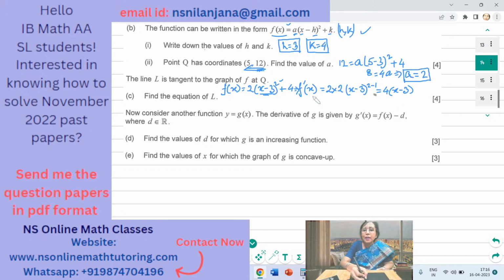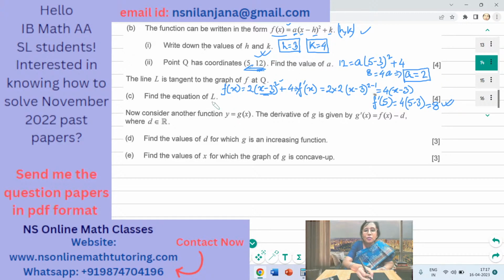And what is x? x is 5. Let us try it. f dash 5 is equal to 4 times (5 minus 3). 5 minus 3 is equal to 2. 4 times 2 is equal to 8. So we have got the gradient. We have got the point.